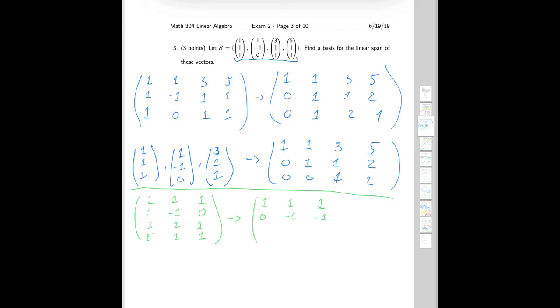Okay, now I'm going to subtract 3 times row 1 from row 3. So 3 minus 3 is 0. 1 minus 3 is minus 2. 1 minus 3 is minus 2.